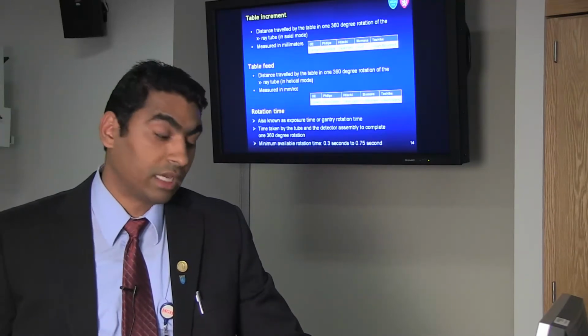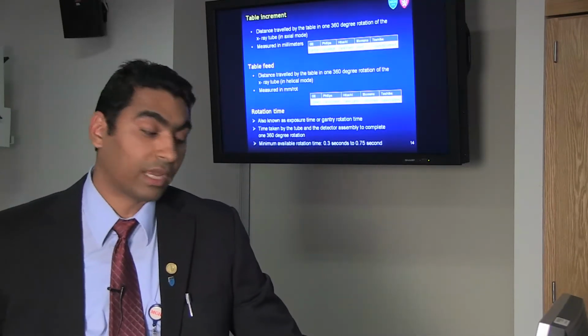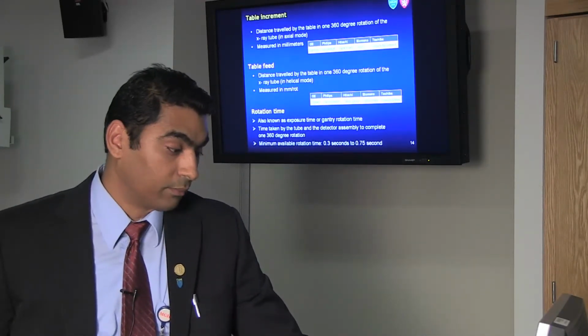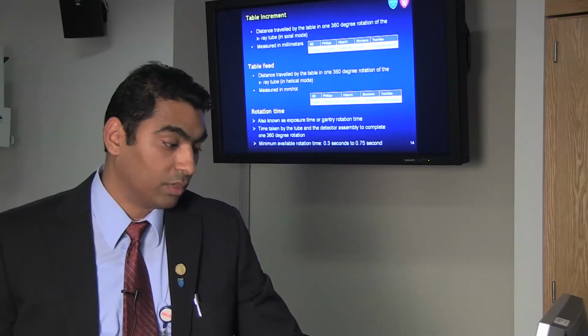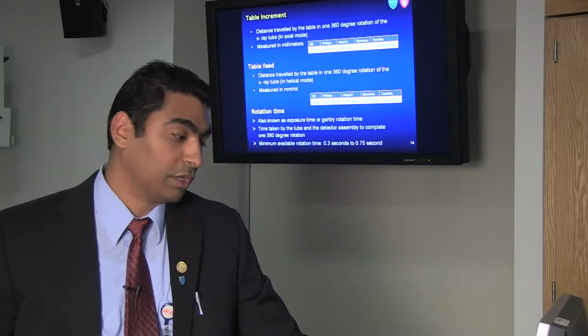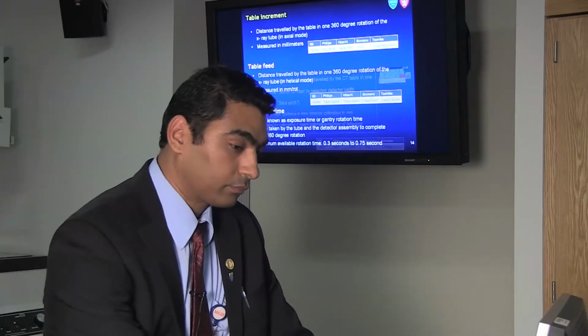Next is rotation time, also known as exposure time or the gantry rotation time. This is the time taken by the tube and the detector assembly to complete one 360-degree rotation.